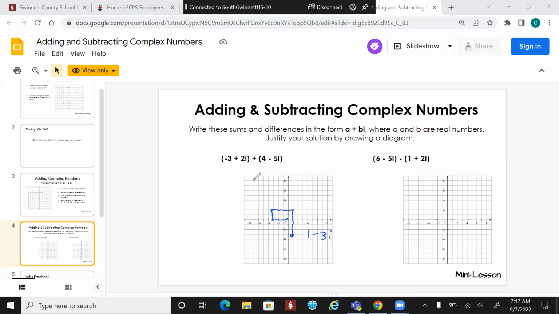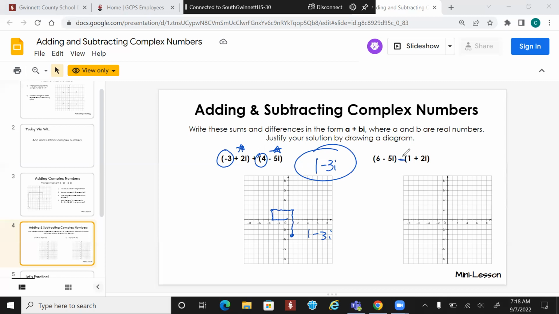Okay. Now, if that graph is too much for you, watch this. I'm going to take -3 plus 4. What does that give me? 1. And then I got 2i minus 5i. What is that going to give me? -3i. And look at how it's the same thing as what I got. Okay. There you go.